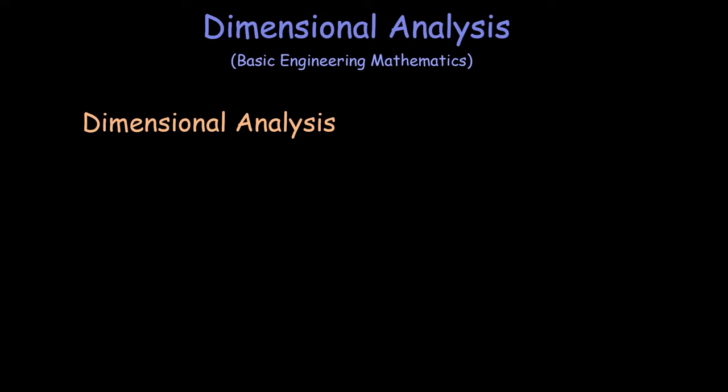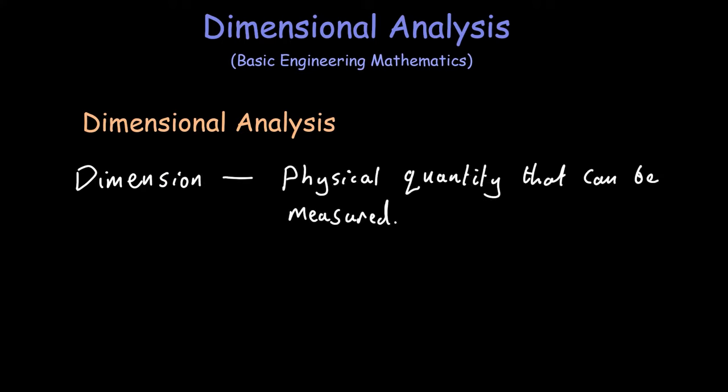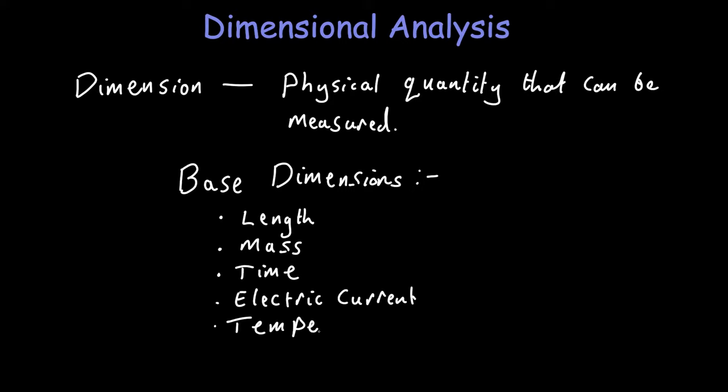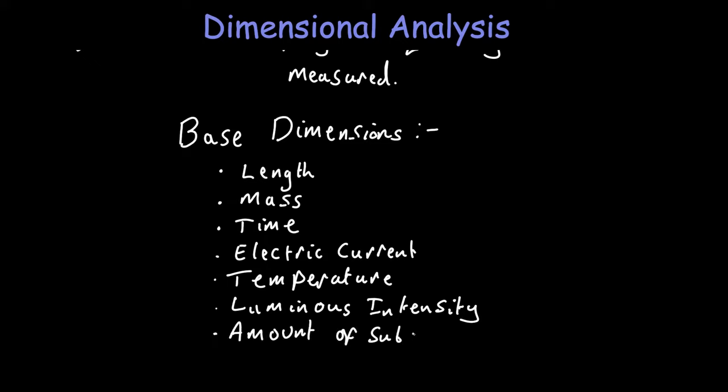In physics, the word dimension has a specific meaning. Dimensions are physical quantities that can be measured in some way. Examples of base dimensions include length, mass, time, electric current, temperature, luminous intensity, and amount of substance. These dimensions can have any unit.